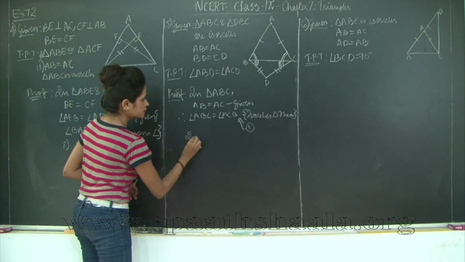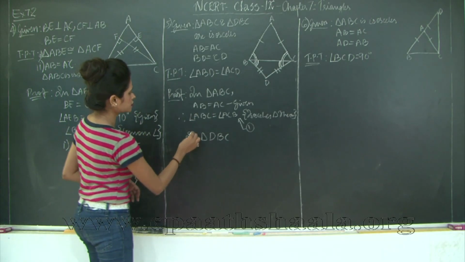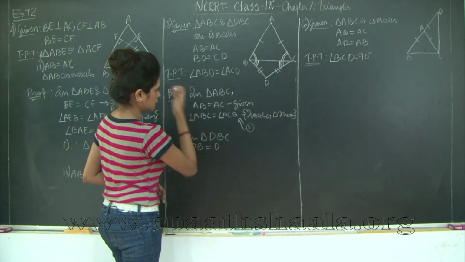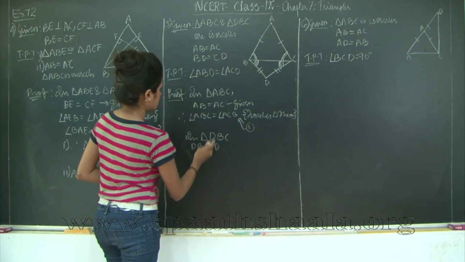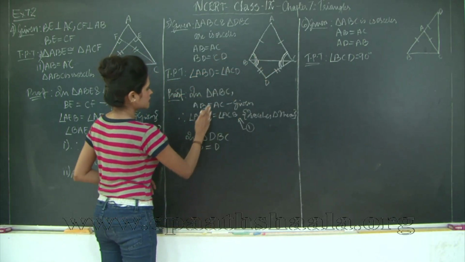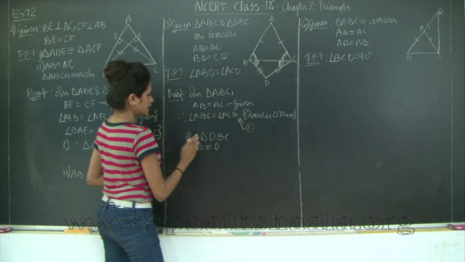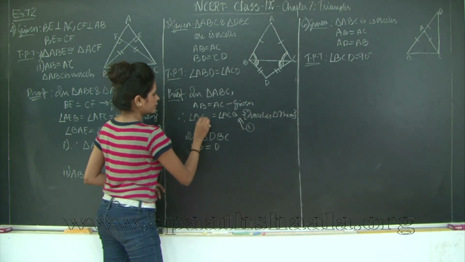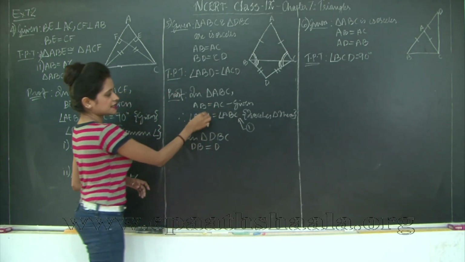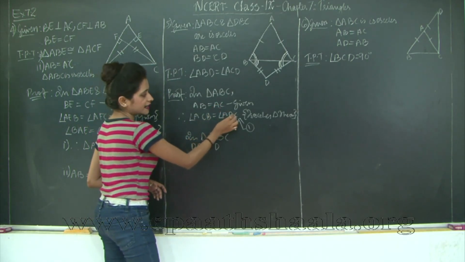In triangle DBC, I have DB is equal to DC. Just one moment. ABC, therefore AB is equal to AC, therefore the side opposite AB is AC, right? So I will write ACB and ABC, because ACB is the angle opposite AB and AC is the side opposite angle ABC, right?